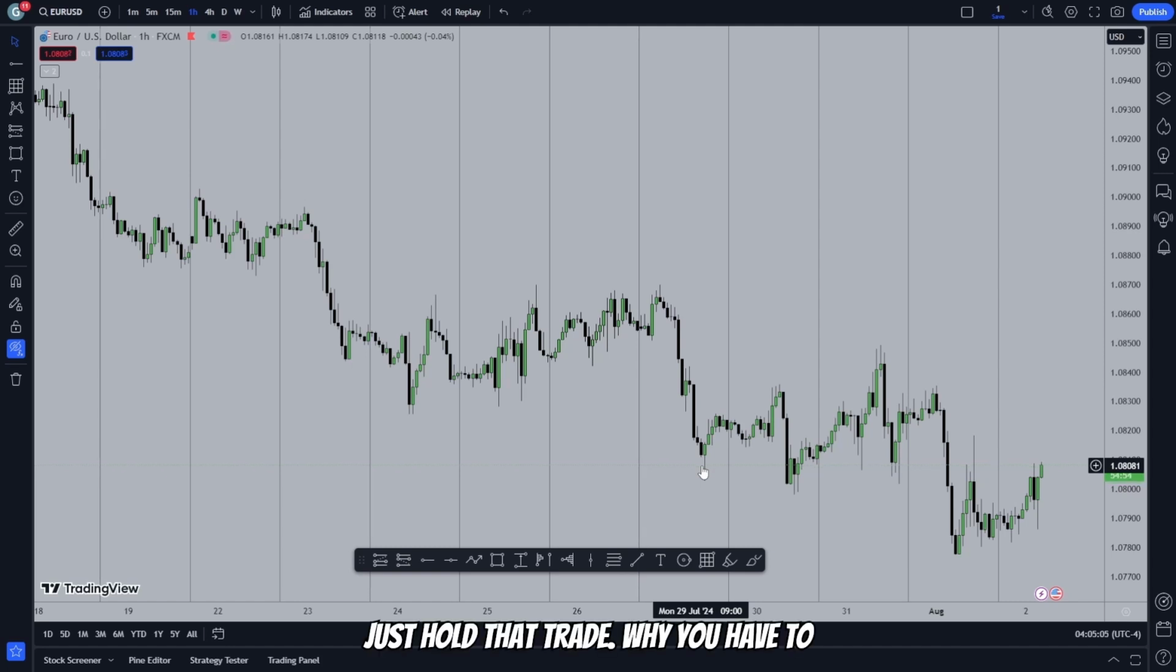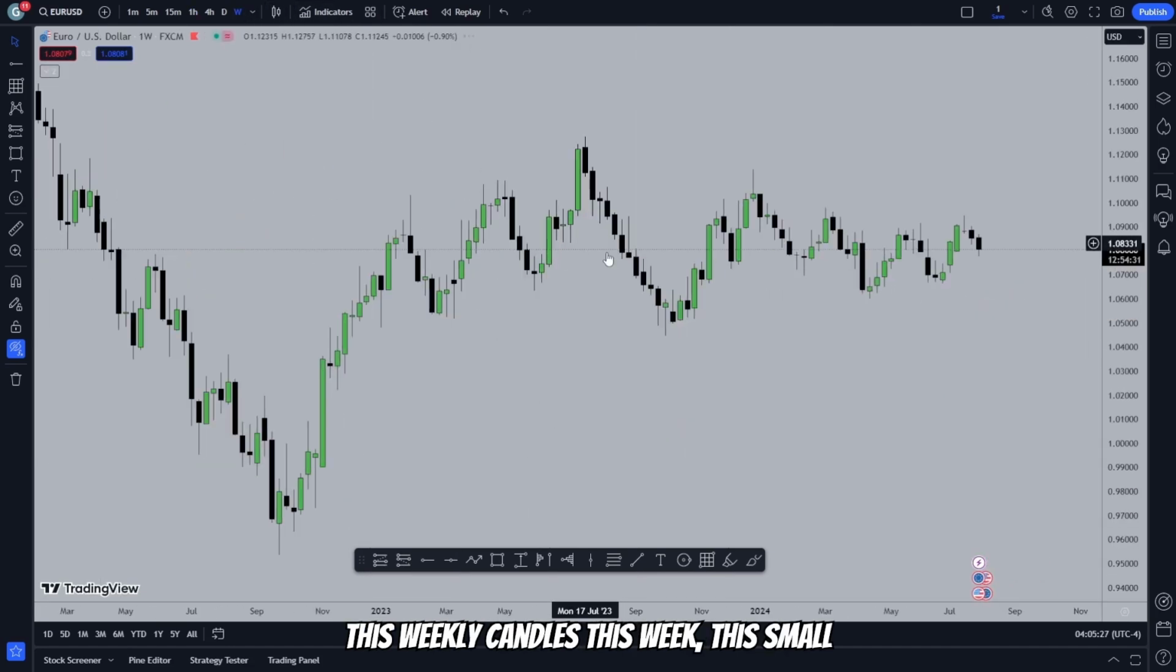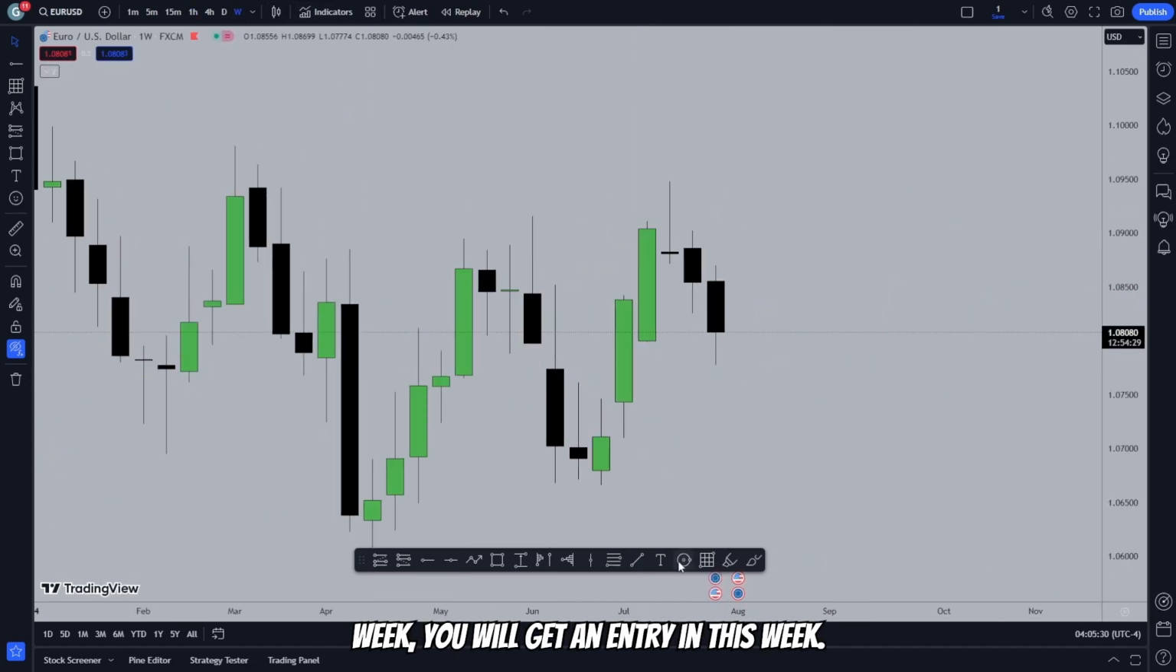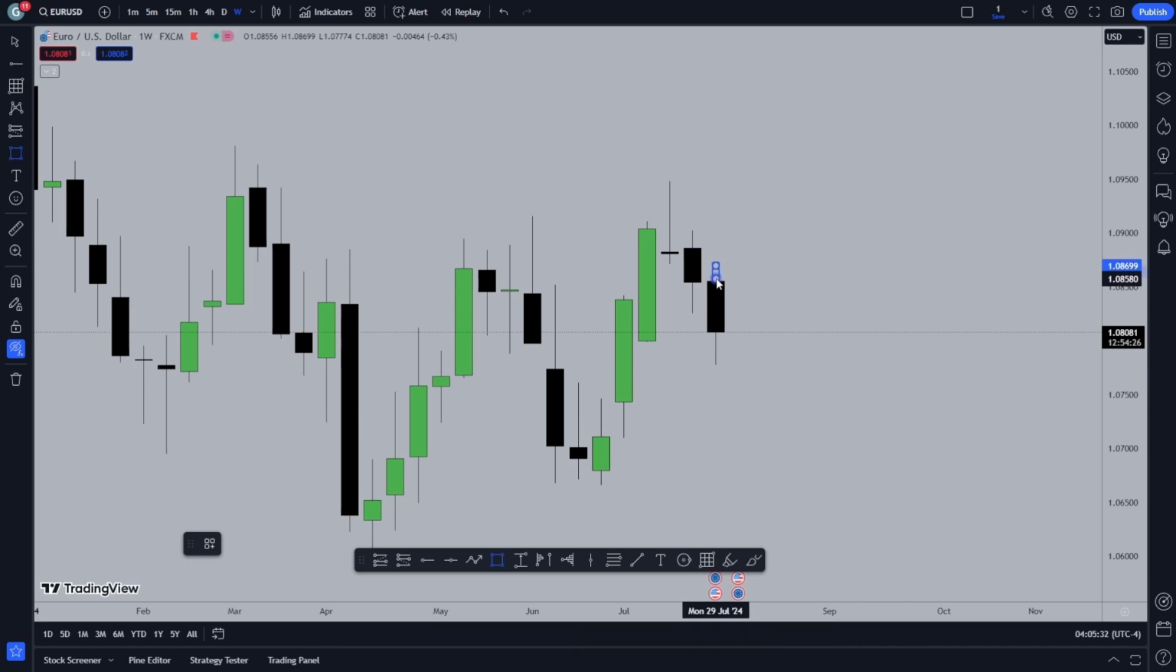Why do you have to take a gun and go every day and just hunt for it? No. Why would you do that? Just take one good trade on Monday, Tuesday, or Wednesday. In between those 3 days, you will get a good entry, because when you get the entry, you know what will happen? You will take an entry in this weekly candle, this small wick. You will get an entry in this wick.